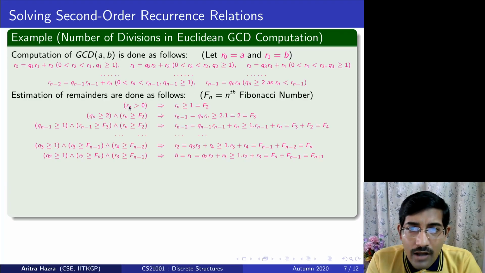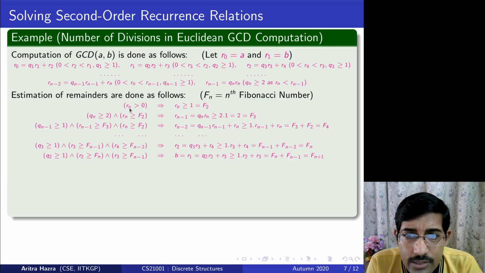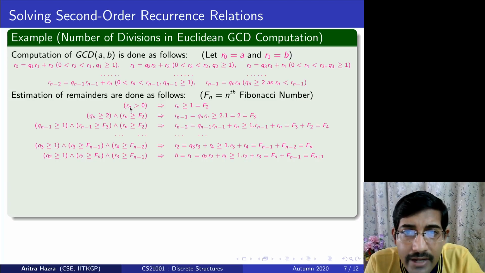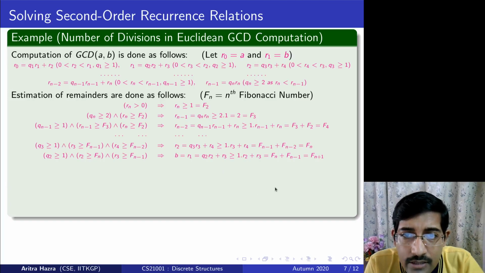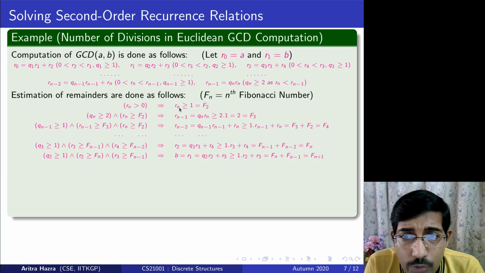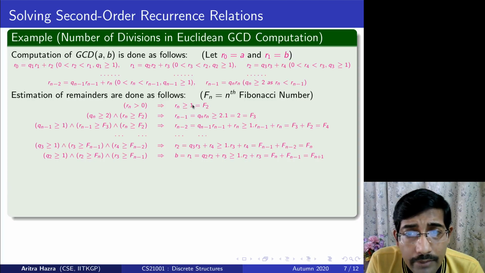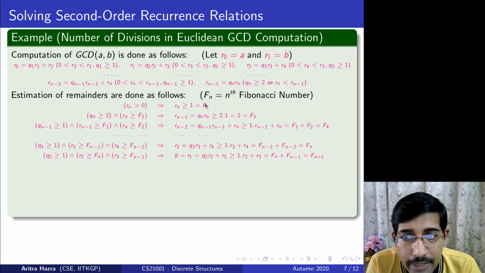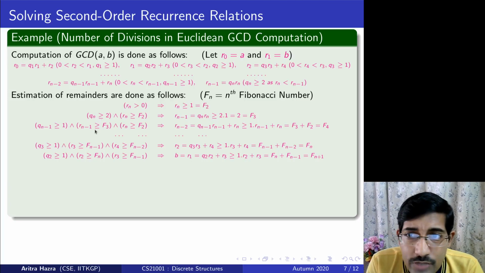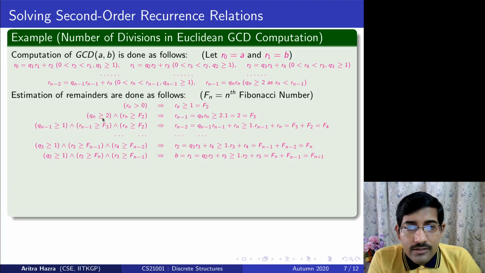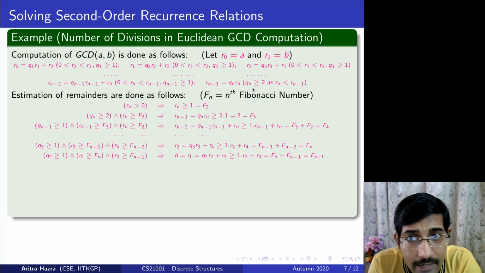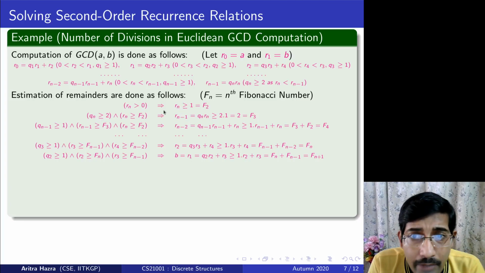Rn is obviously greater than 0. It's a remainder which is greater than 0. So Rn greater than 0 means Rn greater than or equal to 1, which is the second Fibonacci number. So Rn is greater than or equal to the second Fibonacci number. Now Qn is the last quotient, so it is greater than or equal to 2, as I have already predicted.